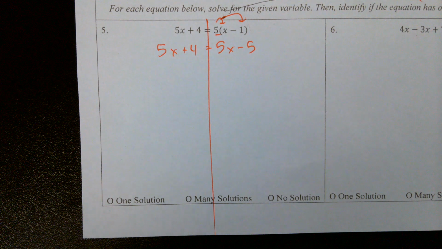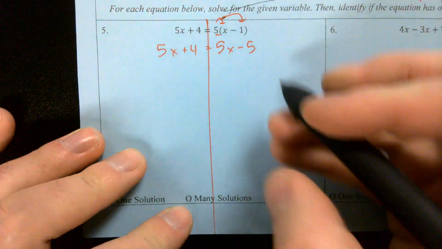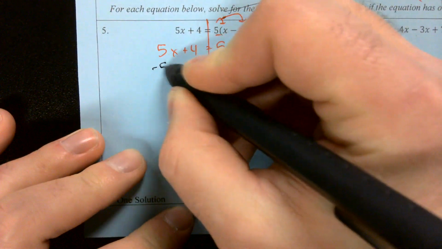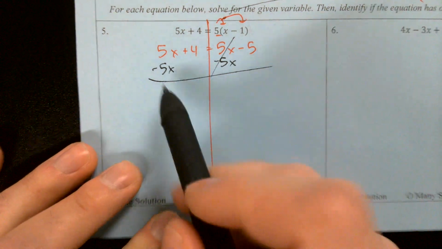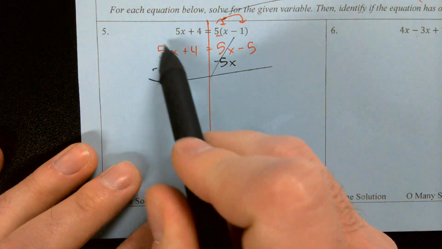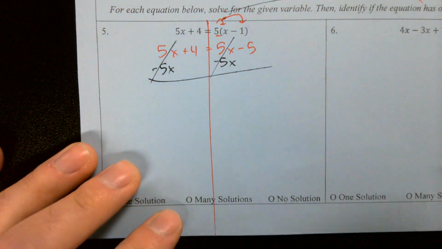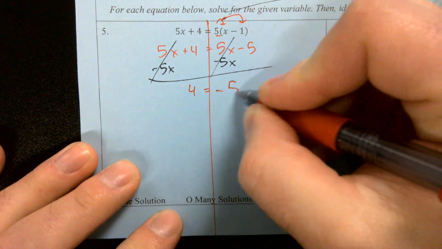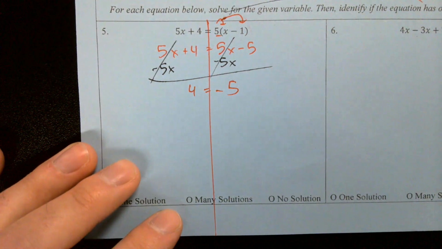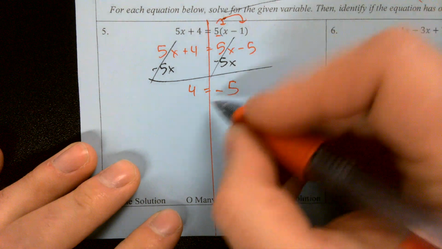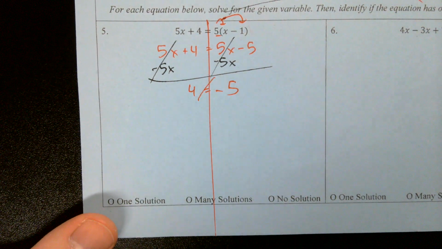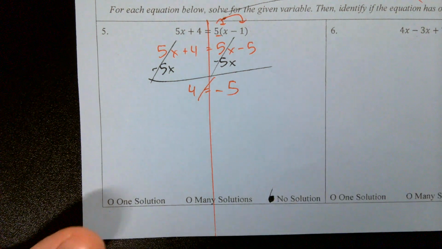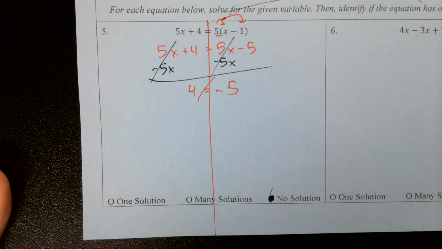Now what we're going to do is bring our variable term to the left, again following our 7 steps. These 5x's cancel out. What happens to these 5x's on the left? They cancel out as well, leaving me with 4 equals negative 5. Is that true or is that false? That's false. 4 does not equal negative 5. So what's my answer? No solution. I'm going to bubble that in, and that's all we need to do. No solution there.